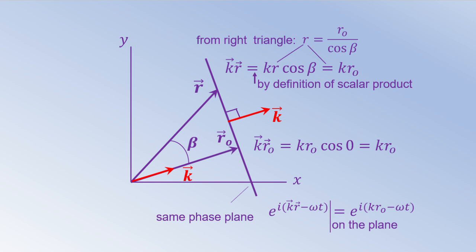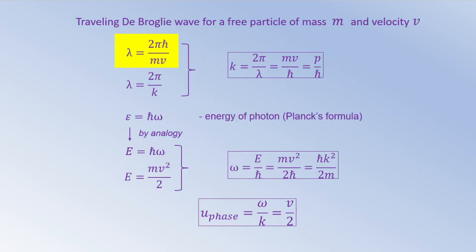As we have written many times in previous stories, for a particle of mass m flying with speed v, the de Broglie wavelength lambda is 2 pi h bar over mv.